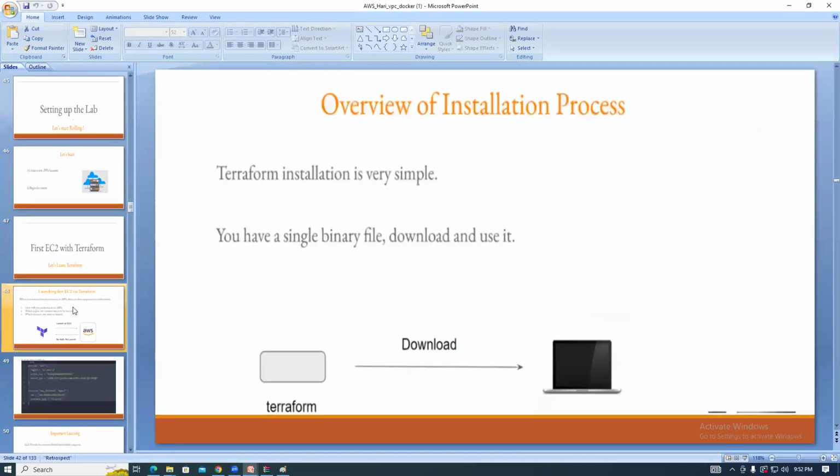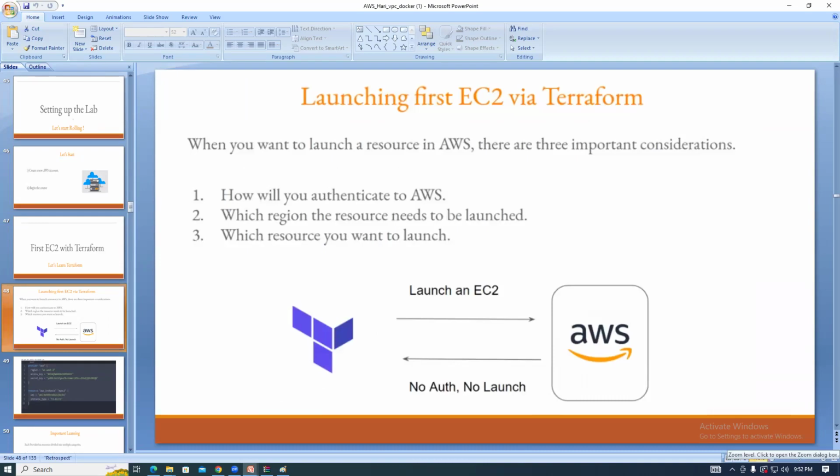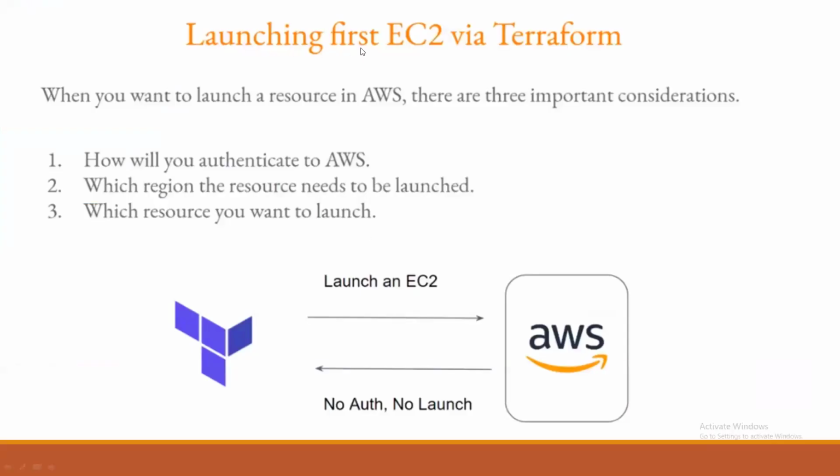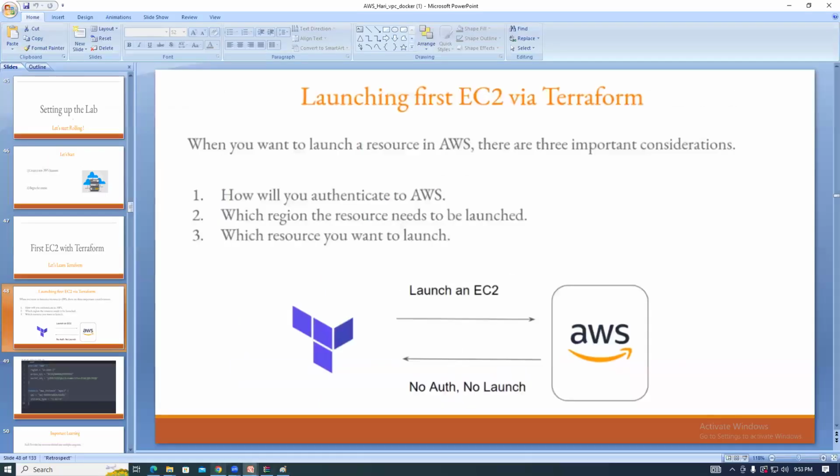You already heard about this, right? Launching a first EC2 via Terraform. When you want to launch a resource in AWS, there are three important considerations. One is, how will you authenticate to AWS? The authentication is provided on the cloud side, but we give our name and password. So the authentication is provided by the cloud vendor only.